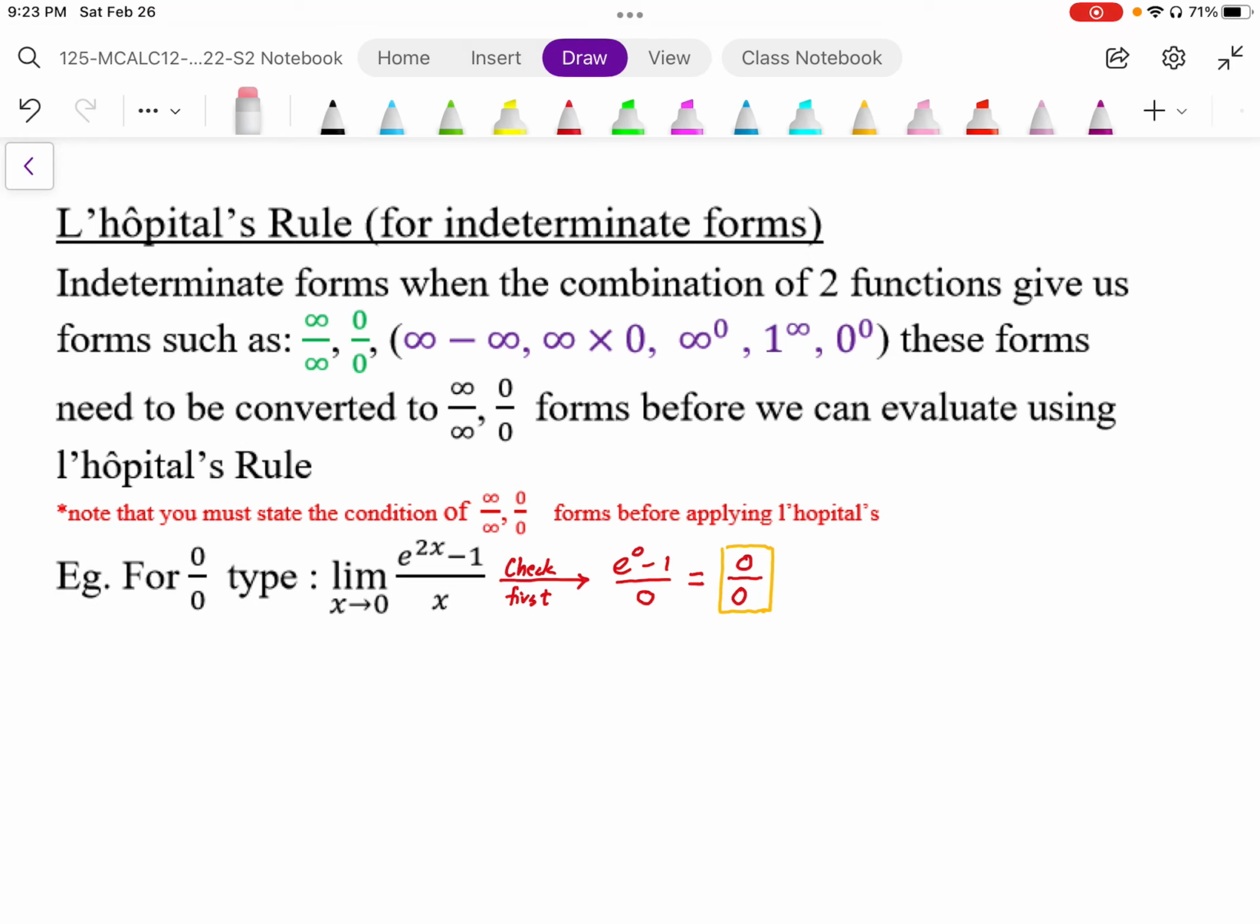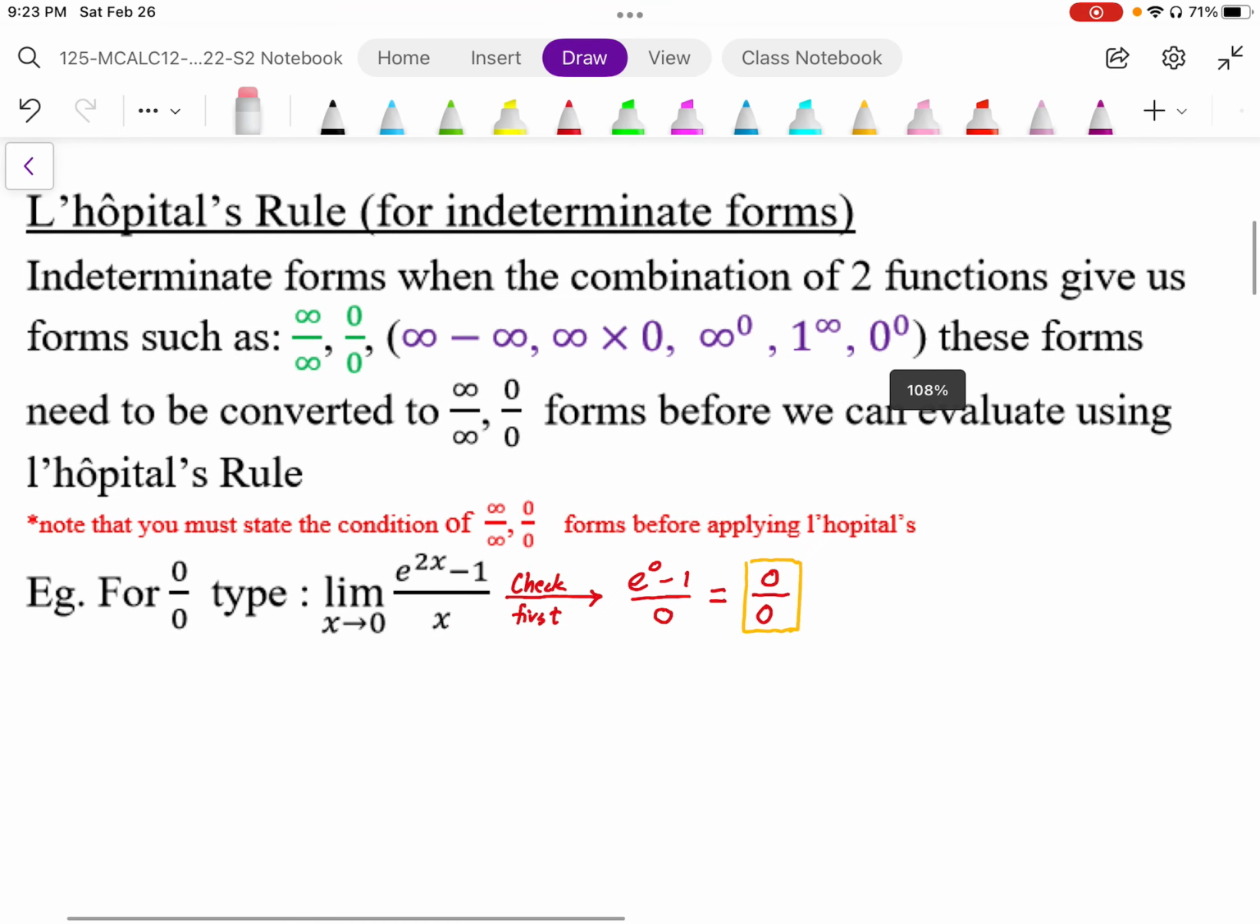L'Hopital's rule is for indeterminate forms, basically any time we run into infinity over infinity or 0 over 0. There are some other forms that are also considered indeterminate forms, such as infinity minus infinity and infinity times 0. We don't know what those could be. Infinity times 0 can be anything. Infinity minus infinity can be infinity, 0, or 15.